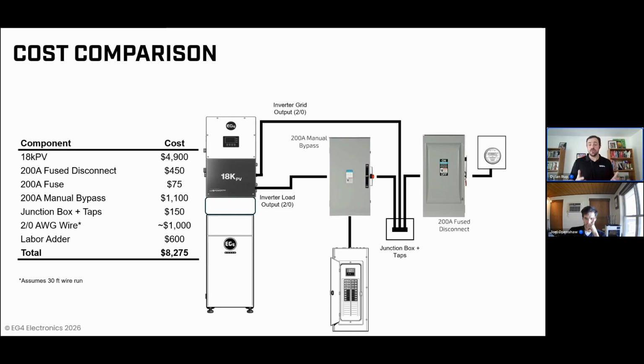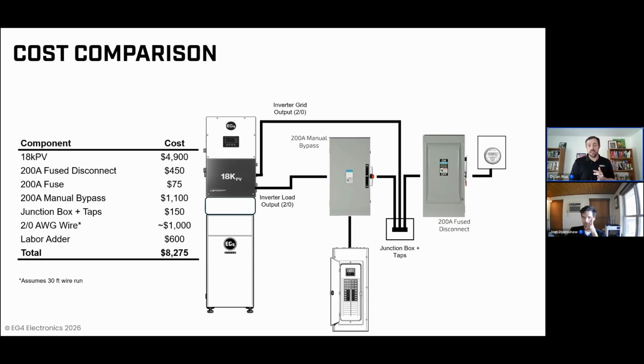internal MID as a whole home backup, you're going to easily be adding nearly $2,000 in additional cost between things like that double pull, double throw, 200 amp manual bypass switch. Those often run well over $1,000. I was actually surprised to be able to find one for $1,100. And so that's what I put into this analysis, just to be fair to this solution.